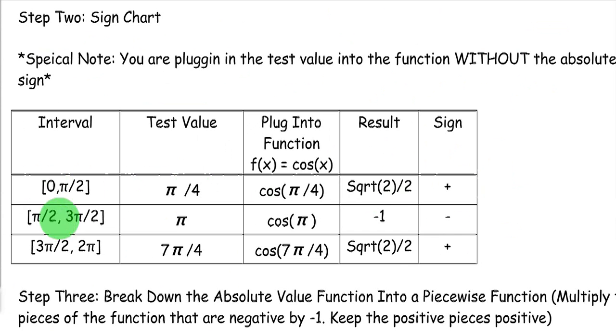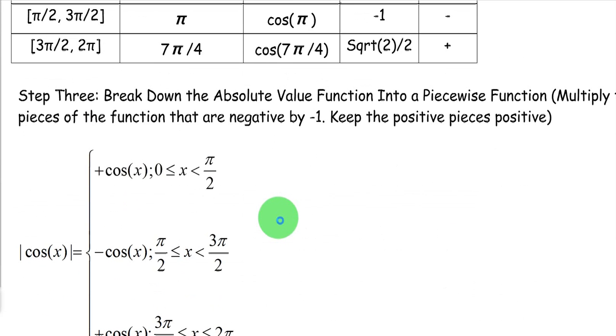From pi over 2 to 3 pi over 2, it's going to be negative. If we plug in the test value of pi, which is between these two, we get -1. And the reason these test values work, again, is because these are the only places where cosine crosses the x-axis. Then from 3 pi over 2 to 2 pi, we plug in 7 pi over 4, we get positive back. Only negative from pi over 2 to 3 pi over 2, which again we just looked at. So we're going to have to take that little curve and make it go up.